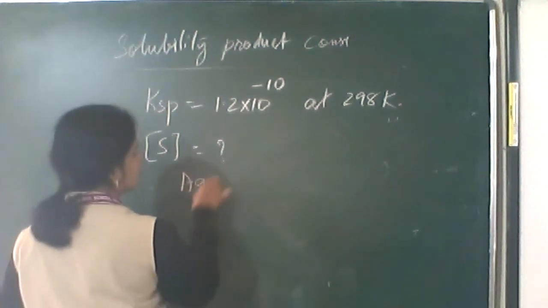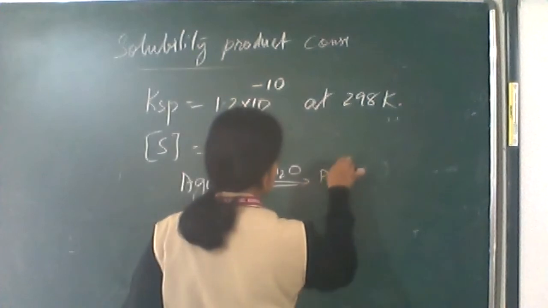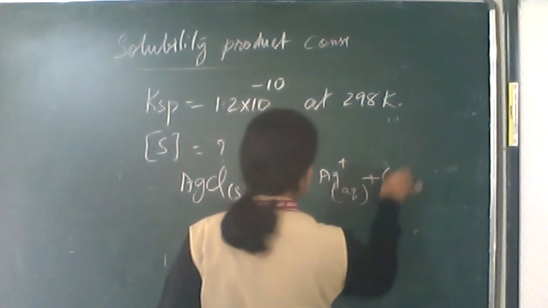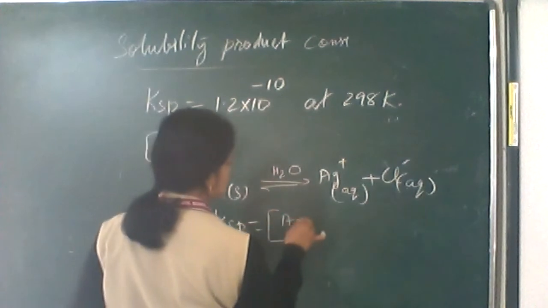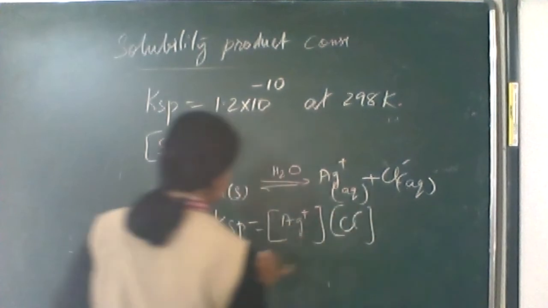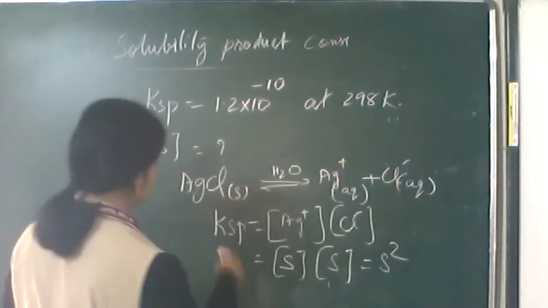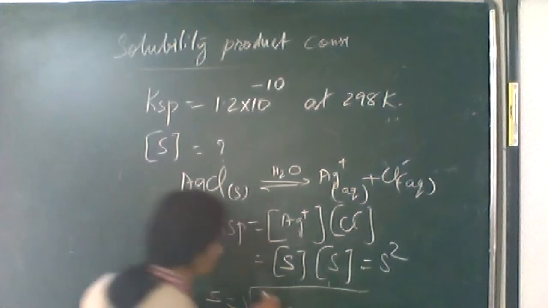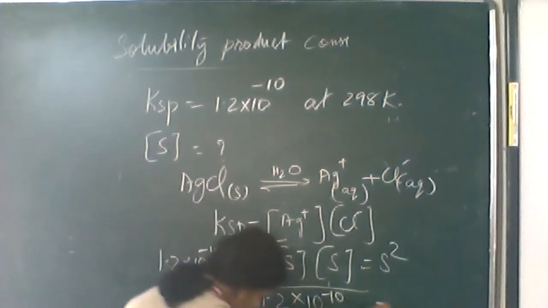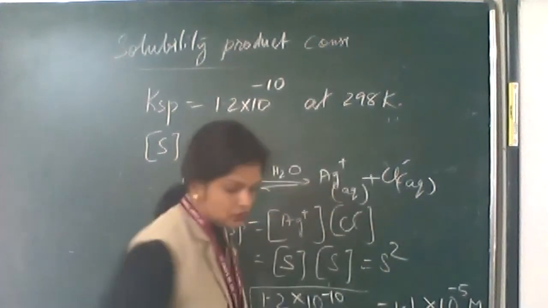So AgCl is similar to our BaSO4. In water it gives Ag plus and Cl minus. So Ksp is equal to the concentration of Ag plus and the concentration of Cl minus, which is S into S, that is S square. The Ksp value is given, 1.2 into 10 to the power minus 10. So S is equal to the square root of 1.2 into 10 to the power minus 10, which is 1.1 into 10 to the power minus 5 molar solubility.